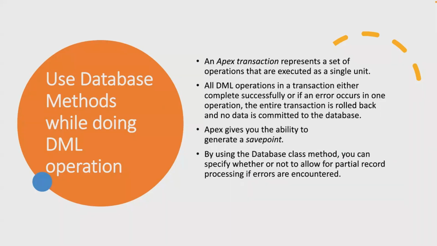Let's suppose we are going to insert 5 records. Out of the 5 records, 4 have all the parameters to insert the data, but one record doesn't. What will happen if we use Database methods is that the first 4 records will be inserted, and the last one will come back as an error, but it will not interrupt the process. It will not break the transaction. So it is very important to have Database methods in our coding practices.